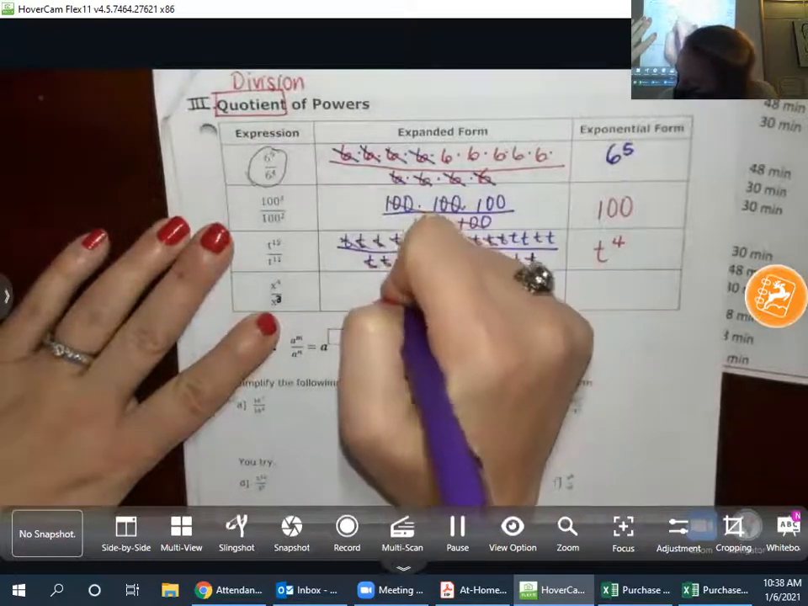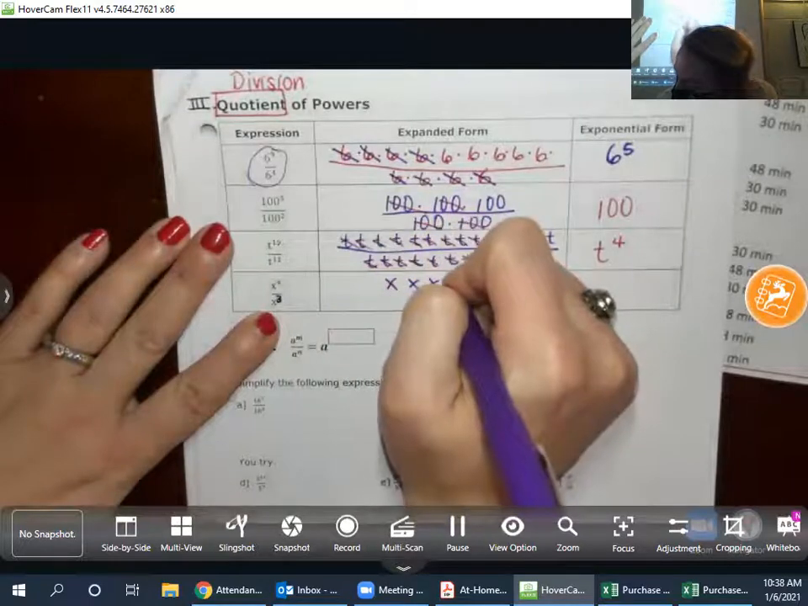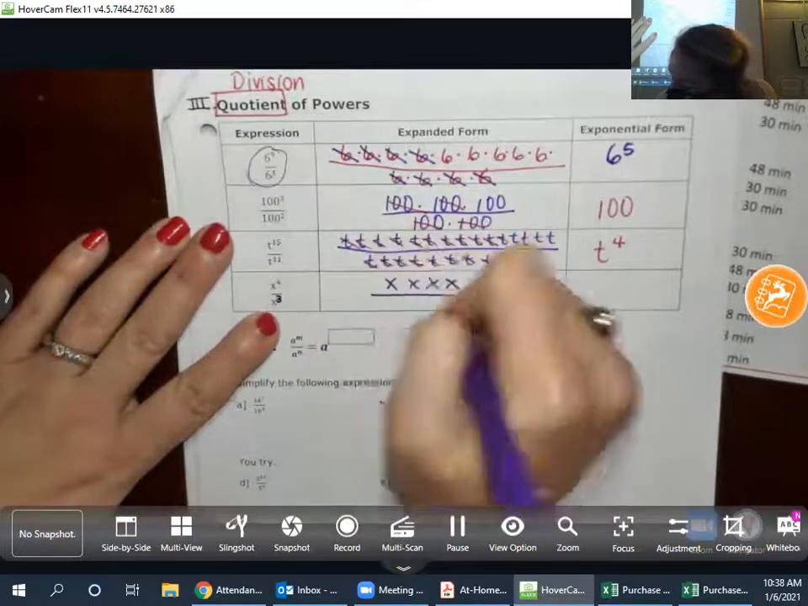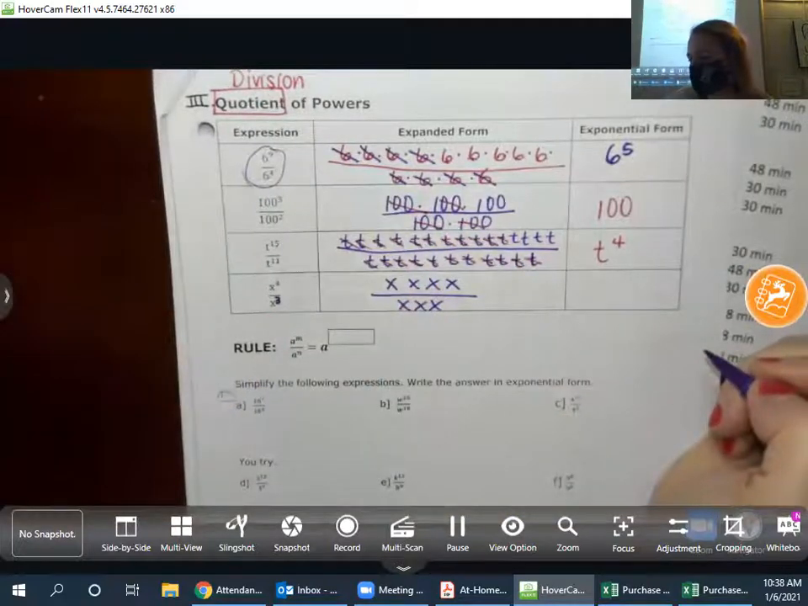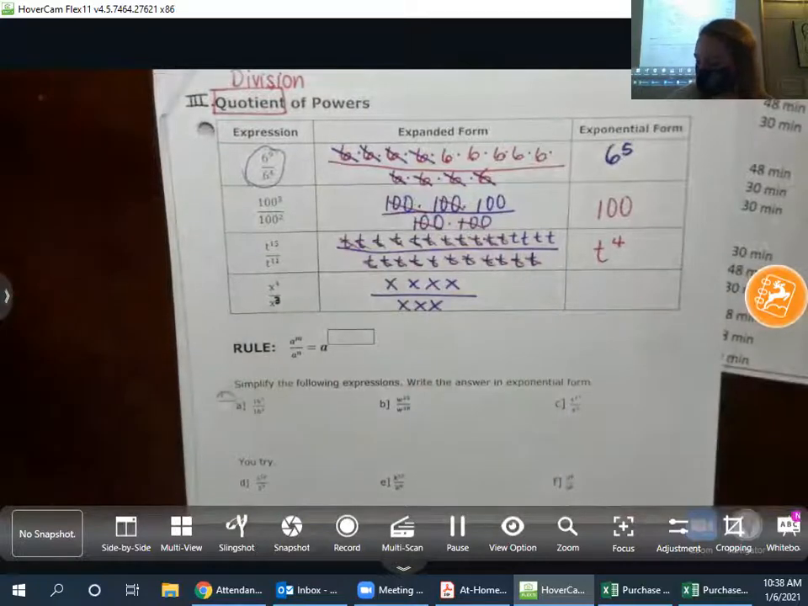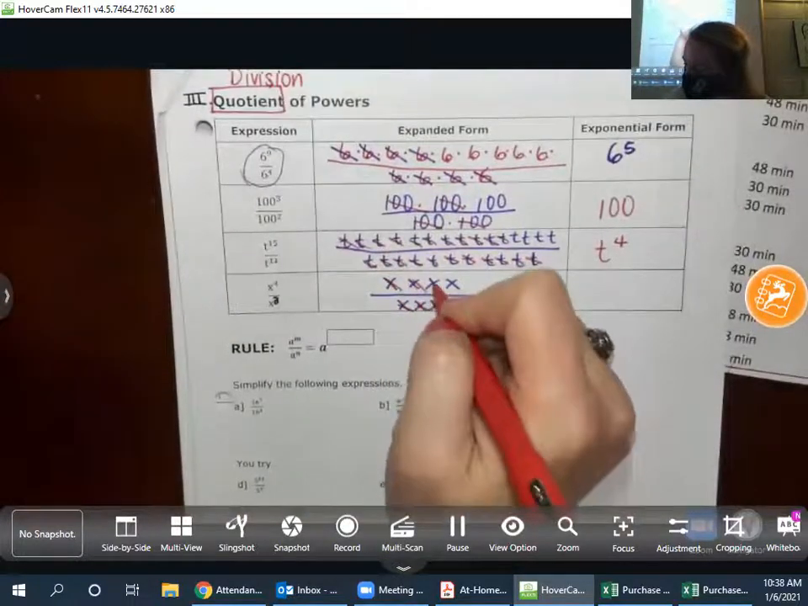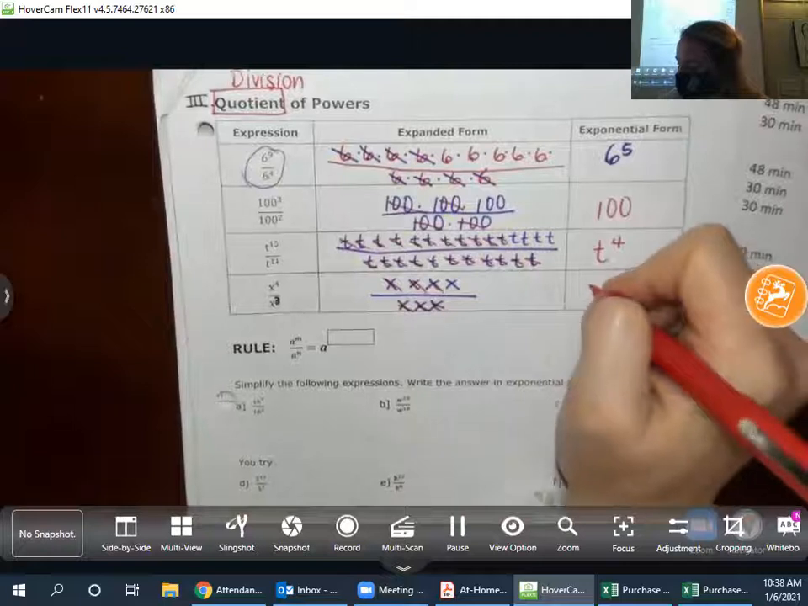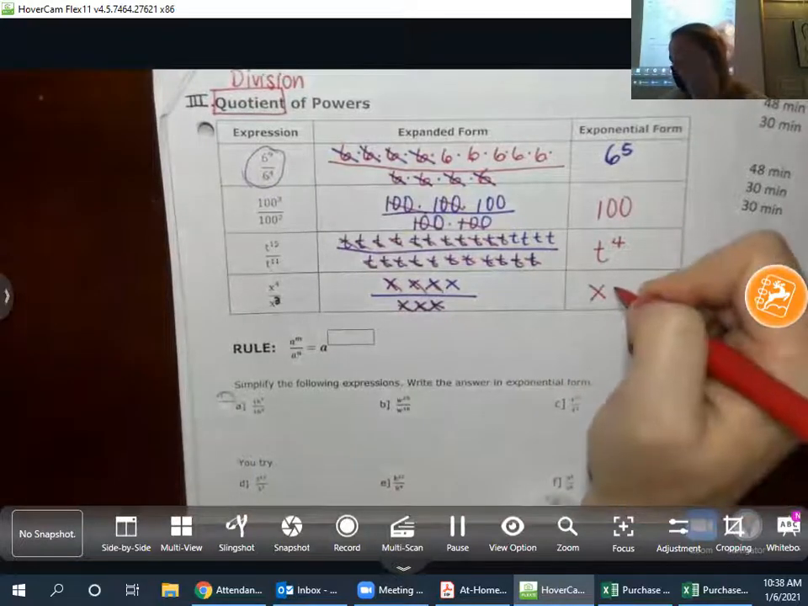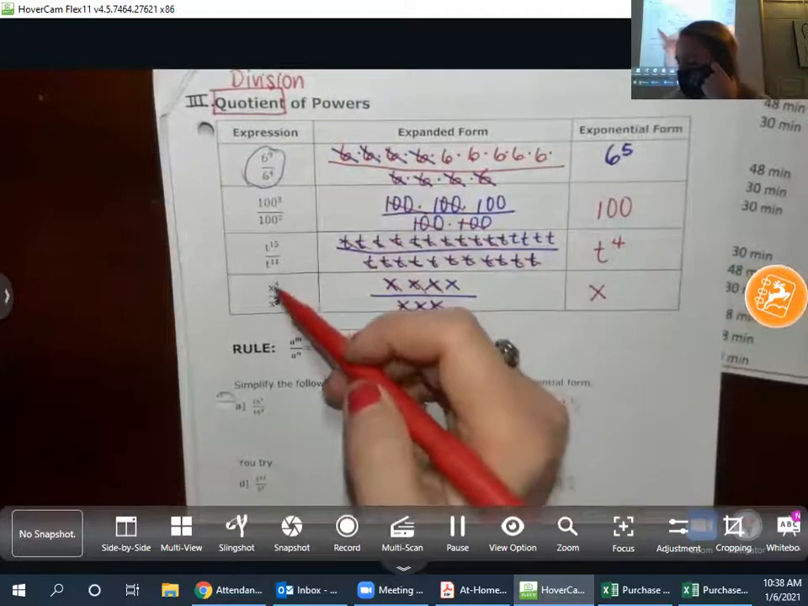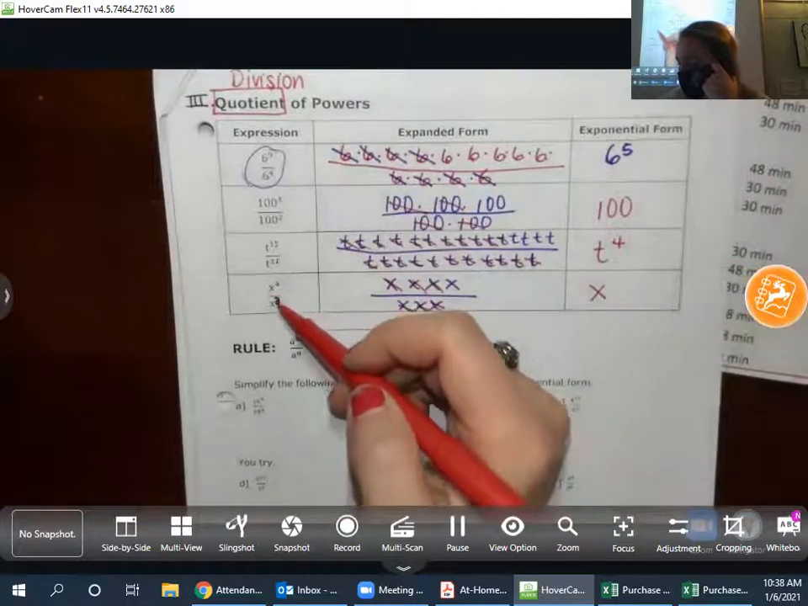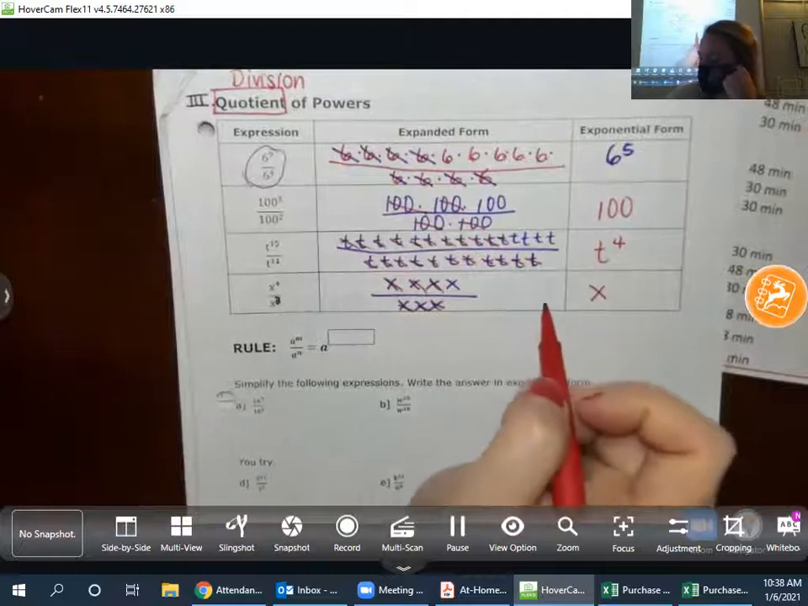Okay, so 4 x's on the top, 3 x's on the bottom. When you go to mark them out, you're left with 1x. So your answer is x. It's like x to the 1st, but really that just means x, which makes sense. 4 minus 3 is just x.